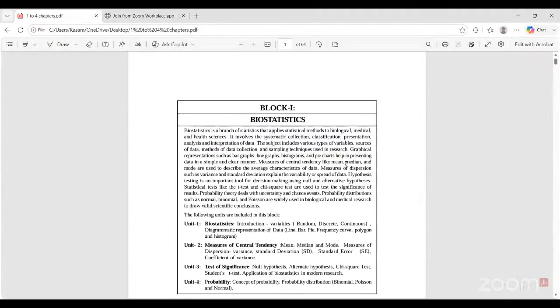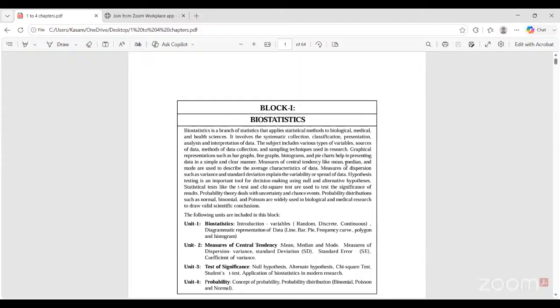In biostatistics, there are random variables, discrete random variables and continuous random variables, and the line graph, bar graph, pie graph, frequency curve, polygon and histogram. The first unit is the measures of central tendency: mean, median, mode, and the measures of dispersion: variance, standard deviation and standard error. The test of significance covers the null hypothesis, alternative hypothesis and chi-square test.